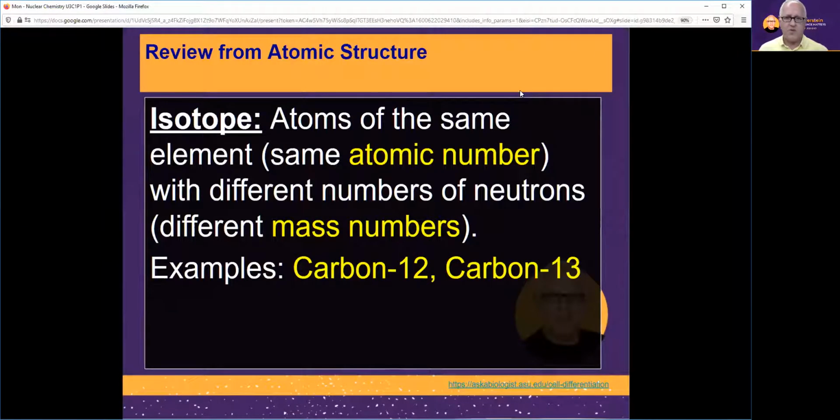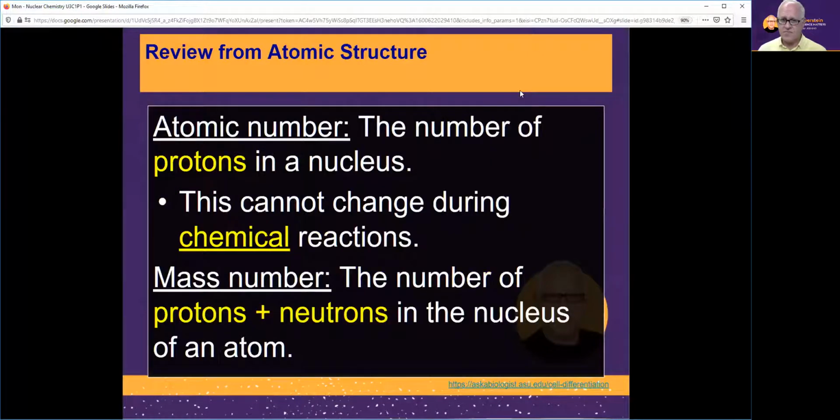So let's do a quick review from our last unit on atomic structure. Let's talk about isotopes. Remember, isotopes are atoms of the same element, meaning they have the same atomic number and the same number of protons, but they have different numbers of neutrons, and thus different mass numbers. For example, we have carbon-12, carbon-13, carbon-14. Each of those isotopes is the same element, but with a different number of neutrons.